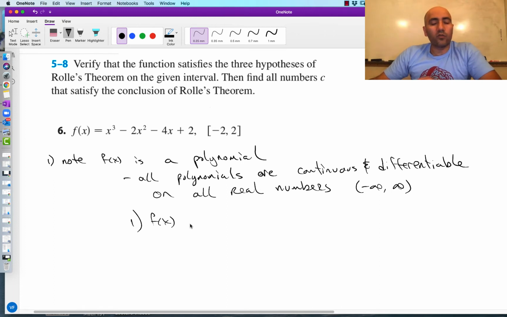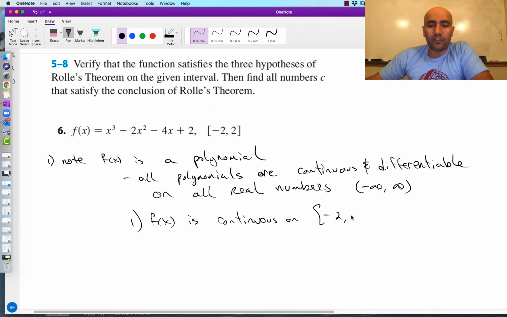So number 1 from Rolle's theorem, f of x is continuous on the closed interval from -2 to 2, right? Because it's continuous and differentiable everywhere. So it's continuous on the interval from -2 to 2.